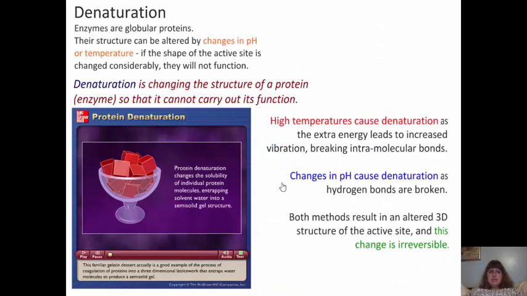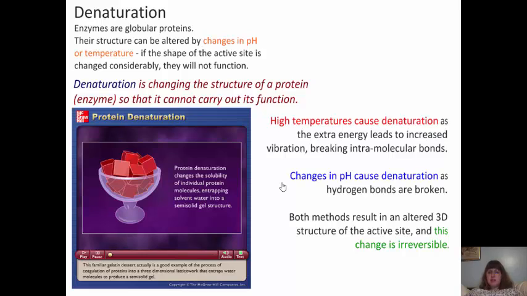All right, denaturation. We talked about this in freshman bio as well. Enzymes are globular proteins. Their structure can be altered by changes in pH or temperature. And if the shape of the active site is changed considerably, then they won't function. Denaturation is changing the structure of a protein, specifically an enzyme, so that it cannot carry out its function.